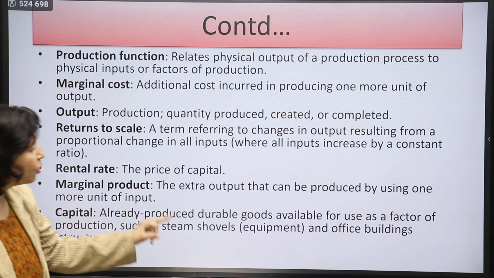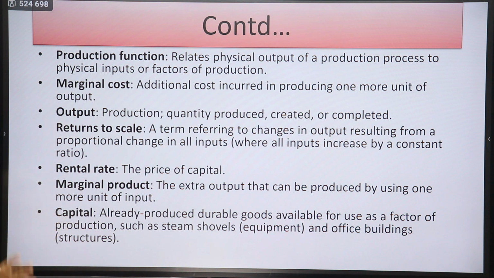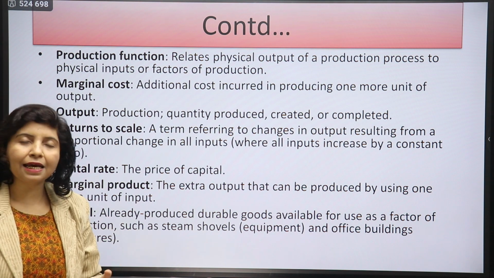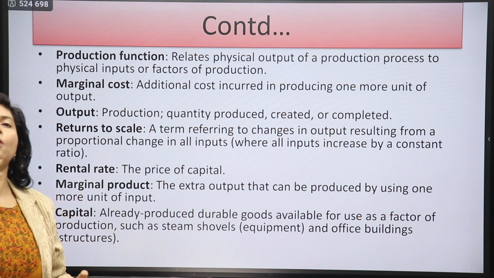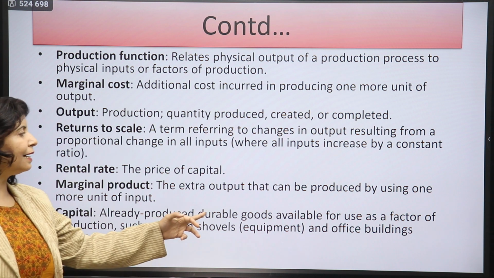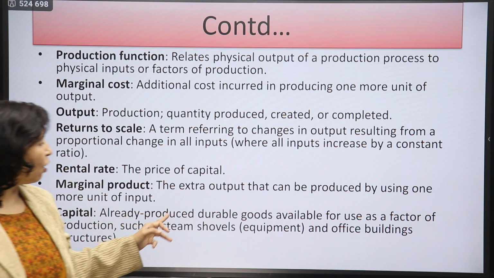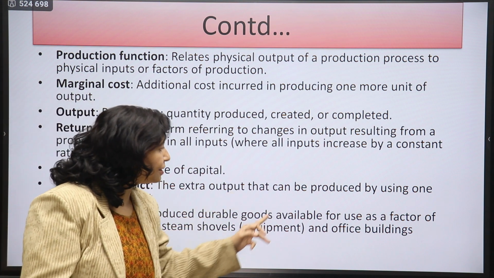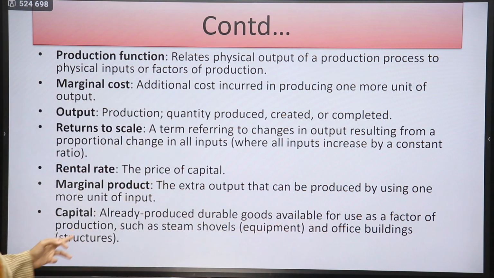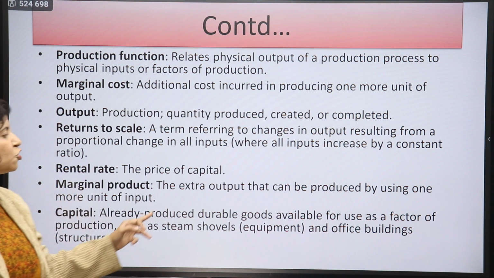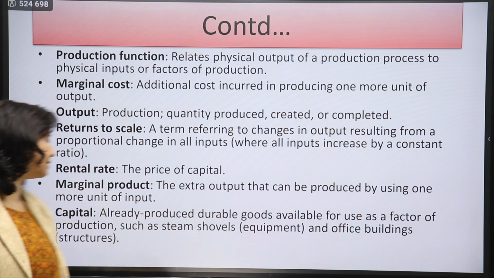Capital, already produced durable goods. These are durable goods, they can't be broken very easily, and they are used to produce certain other commodities. Okay, these are intermediate goods, you can say, that we studied in our 12th standard. So these are already produced durable goods available for use as a factor of production, such as steam, shovels, equipment and office buildings, etc.